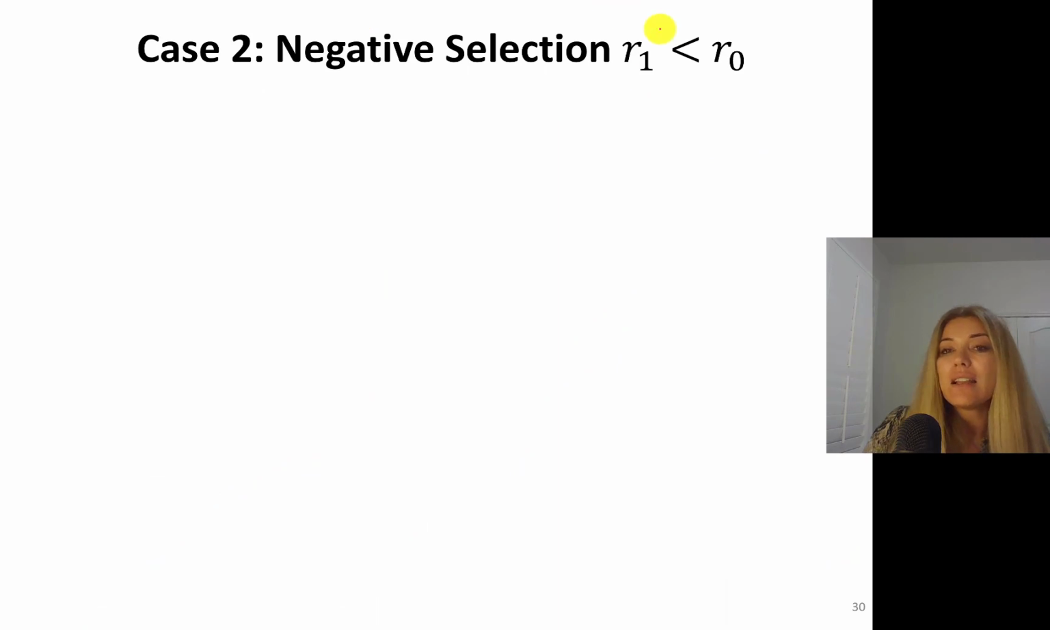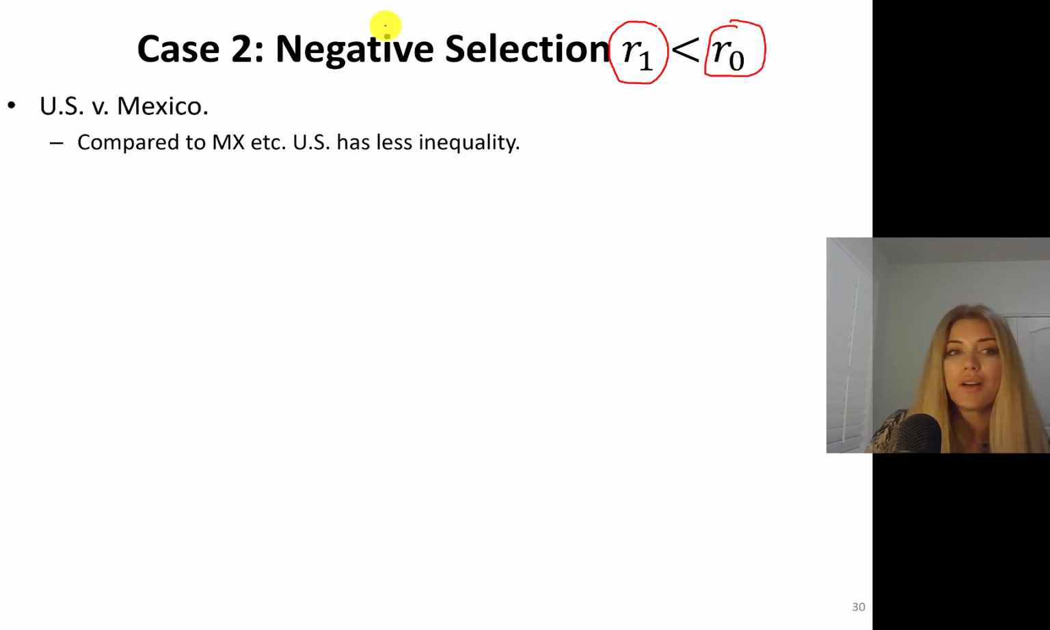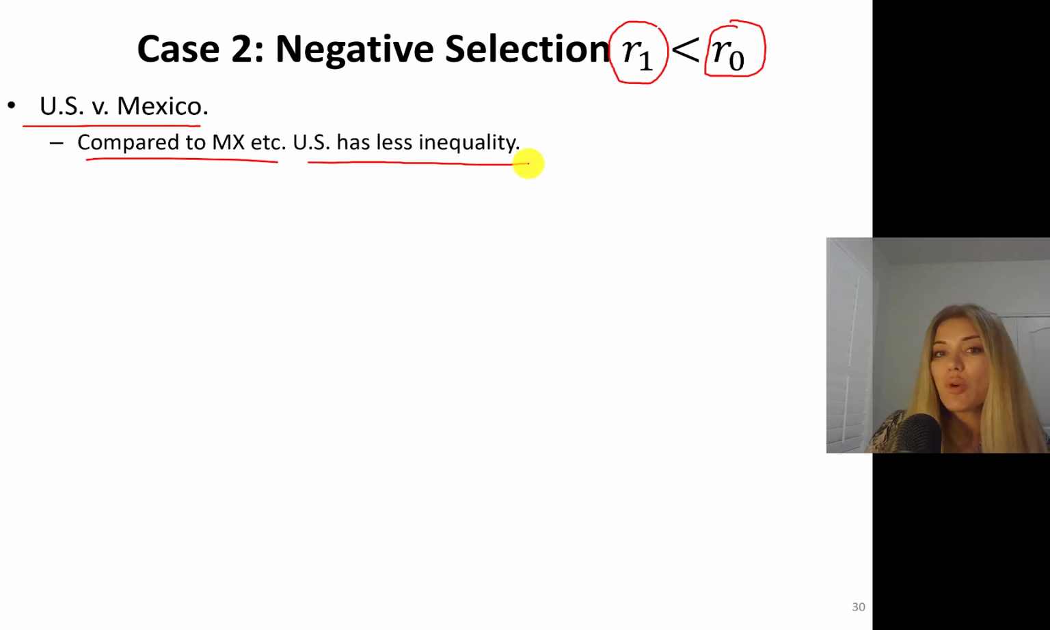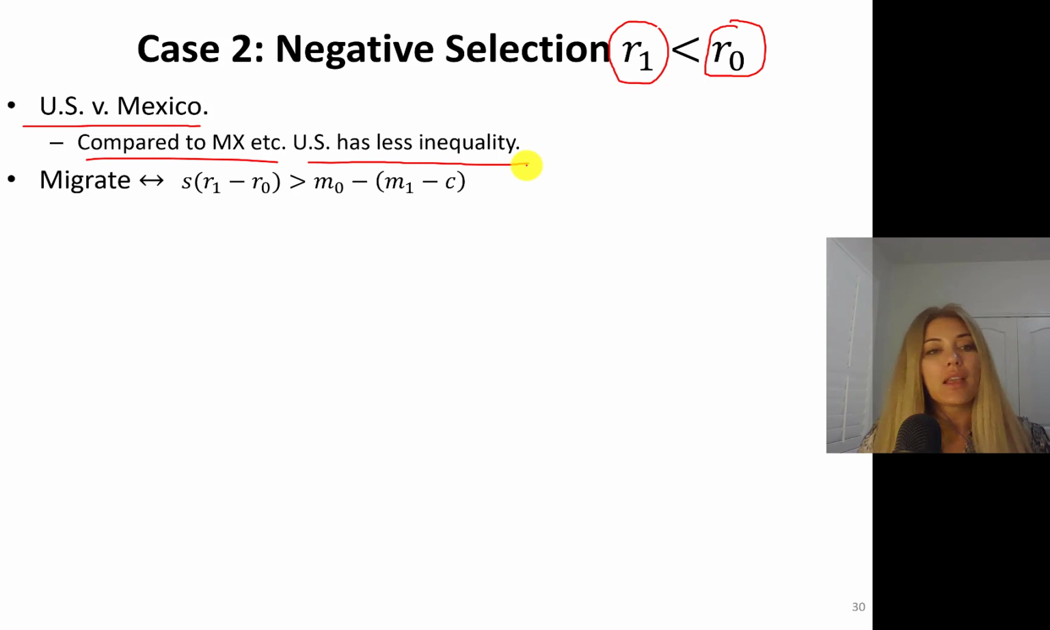This is a case where the US return to skill is less than the return to skill in other countries. The home country example is US versus Mexico. Compared to Mexico, the United States has less inequality. So the US is more equal compared to Mexico. That means the return to education in Mexico is higher compared to the US. We're talking about relative terms.